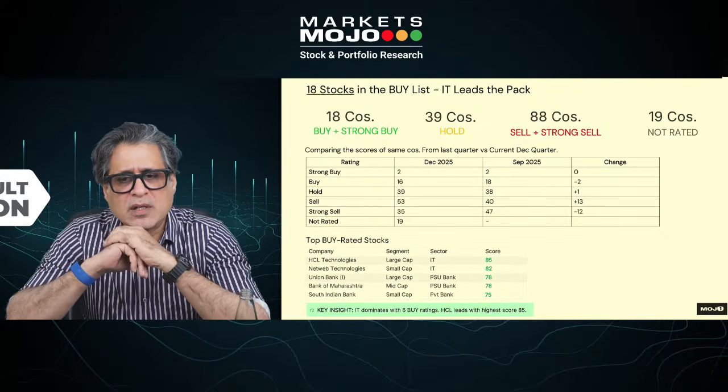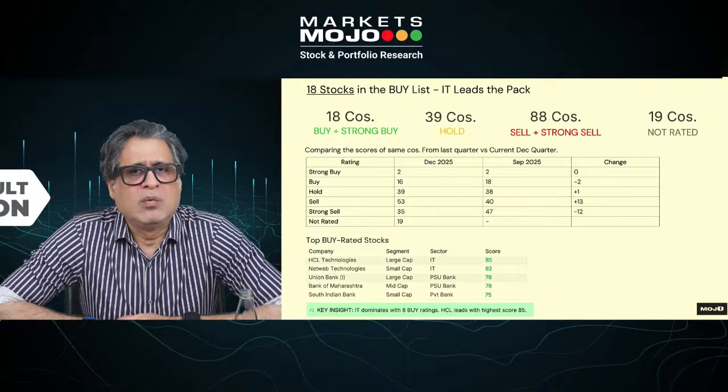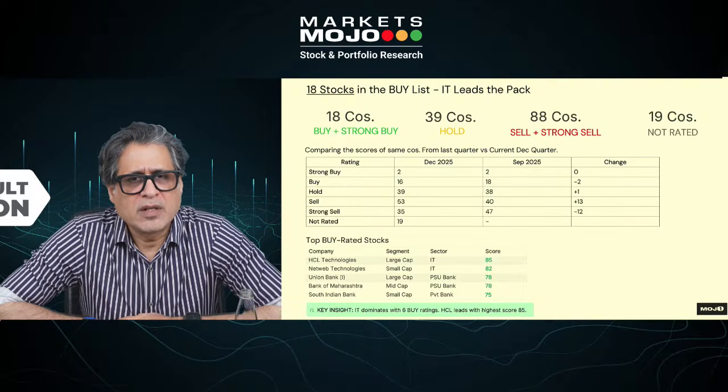HCL Technologies with a score of 85. NetWeb Technologies with a score of 82, small cap, IT sector. Union Bank again comes, large cap, PSU Bank with a score of 78. Bank of Maharashtra, which has worked very well, obviously mid-cap, PSU Bank, 78. South Indian Bank, small cap private bank, has come with a score of 75. These are so far the top 5 companies in the 164 companies where the results have been declared.